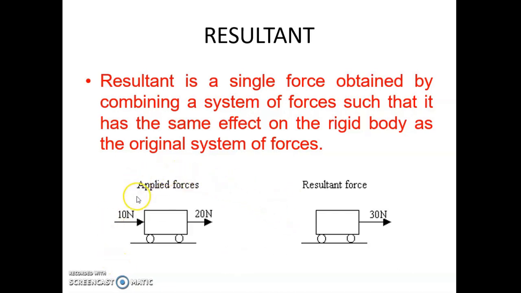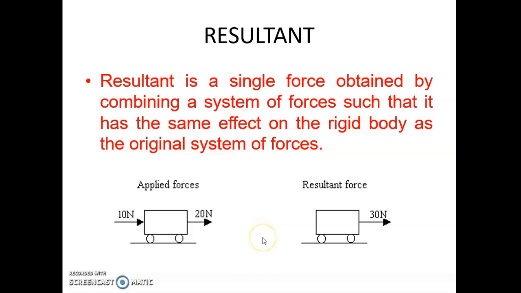So you can see an example here. I've considered a body. On this body there are two forces acting. One is 10 Newton, second one is 20 Newton. If I'm asked to find the resultant now, I have to convert these two forces into just one force. So that I have done here. I have replaced these two forces by a single force, and this single force should have the same effect on the body as these two forces were having. That is the meaning of resultant.